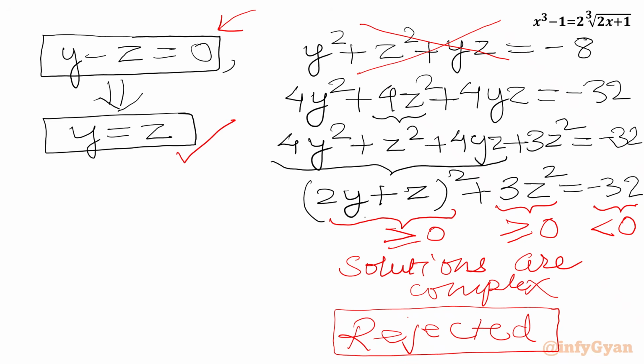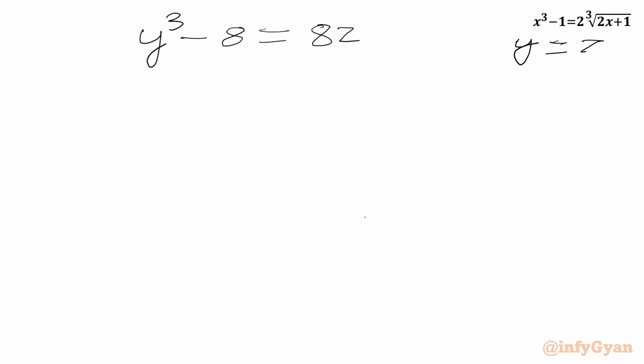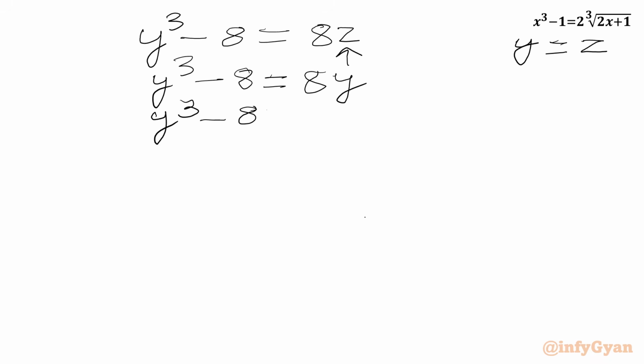So we have to solve y equal to z. So I will write our equation y cube minus 8 equal to 8z. Now we have y equal to z or z equal to y. So in this place I can write y will be equal to 8y. In LHS we have y cube minus 8. Write all the terms to one side. Y cube minus 8y minus 8 equal to 0.